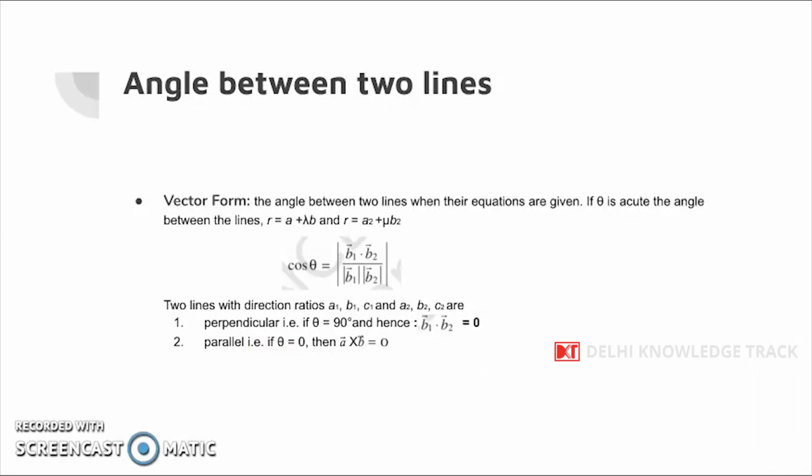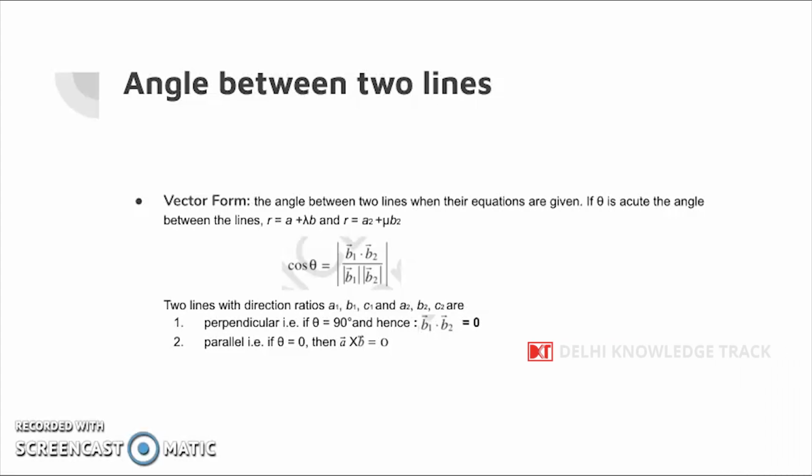Angle between two lines when the vector equations of the two lines are given. Okay, so let's say there are two lines. One is vector A1 plus lambda vector B1 and the second line is vector A2 plus mu vector B2. Then the angle between them, cos theta, is equal to the modulus of the dot product of B1 and B2 divided by the product of the magnitudes of B1 and B2.